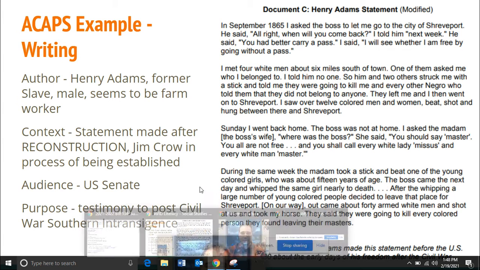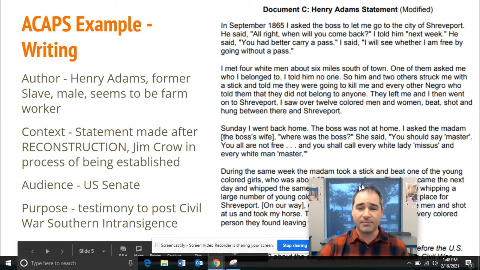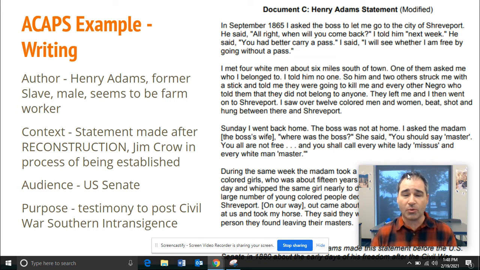Reconstruction. Now, Reconstruction is a time period after the American Civil War from 1865 to about 1877. This source is talking about Reconstruction, and we know who the author is. The author is Henry Adams. Henry Adams was a former slave. He's a man. He seems to be some sort of a farm worker. So if you were to read through this document, he is talking about his experience in a small southern town following the events of the Civil War.